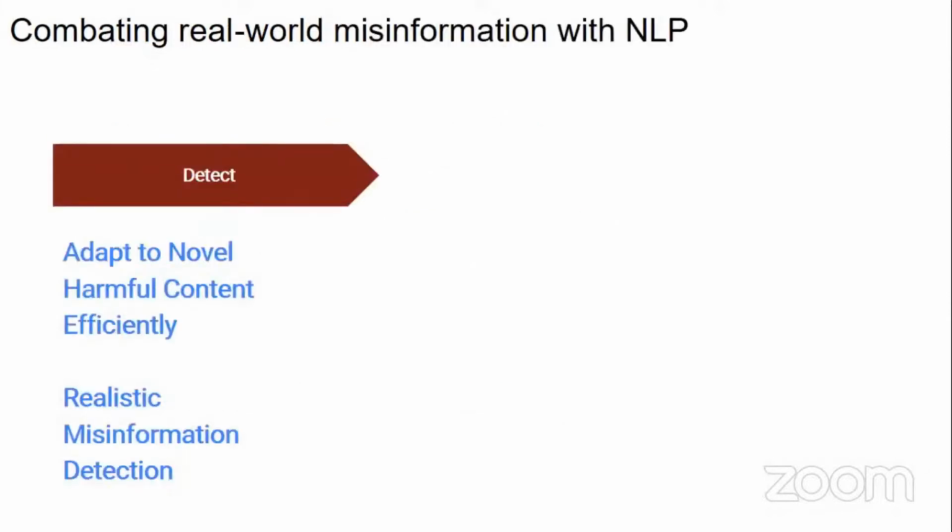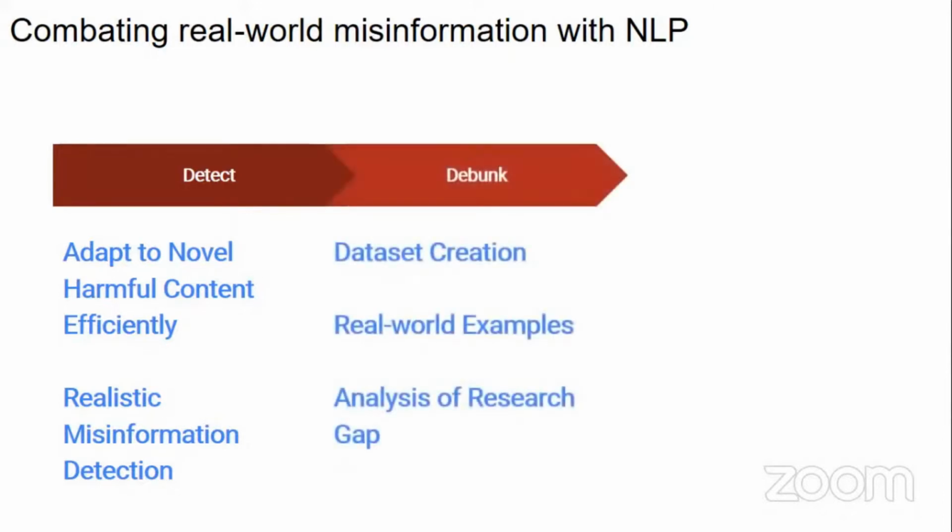So my group approaches this problem of fighting real-world misinformation with NLP from different perspectives. The first perspective is detection, that is, how to adapt to novel, harmful content efficiently, and also realistic misinformation detection. You will see why realistic is so important in this context. And the second perspective is debunking.